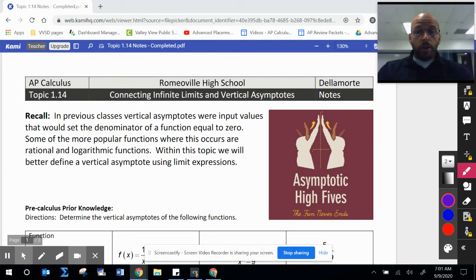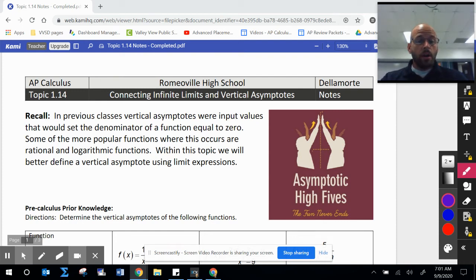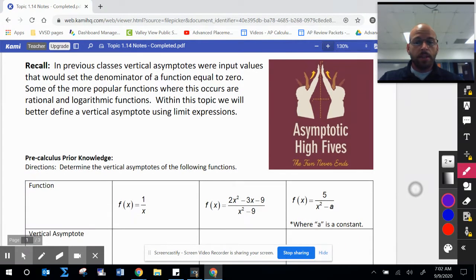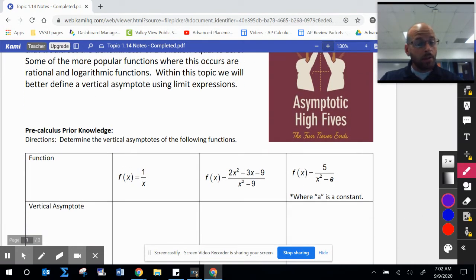Hello. We are going to discuss Unit 1, Topic 14, Connecting Infinite Limits and Vertical Asymptotes, right? So we're still working with limits. We're just going to deal with infinities. I'm going to share some things about asymptotes you might already know to remind you of some quick ways to do it. And then I would like to expand that knowledge into some things you may not know.